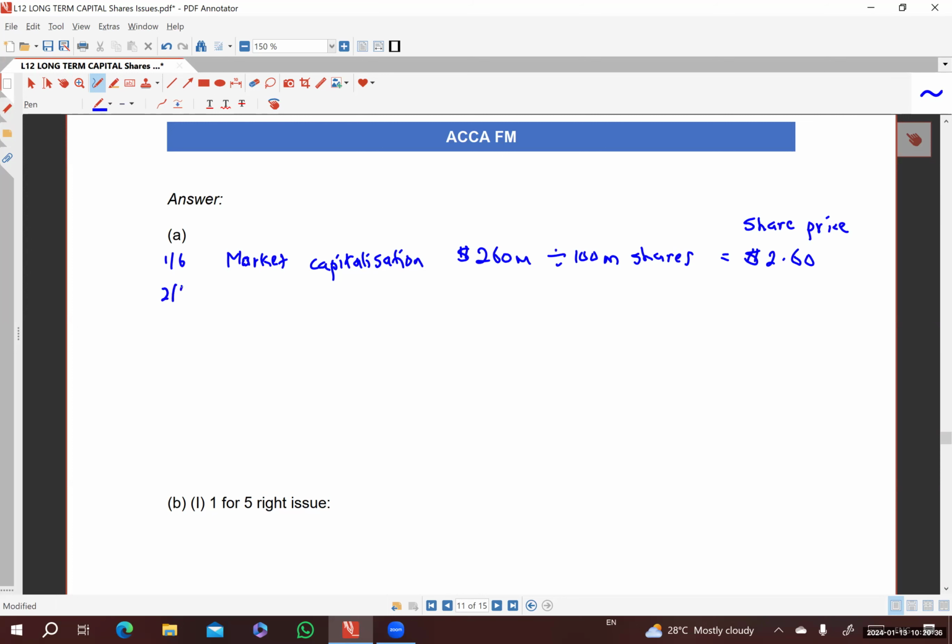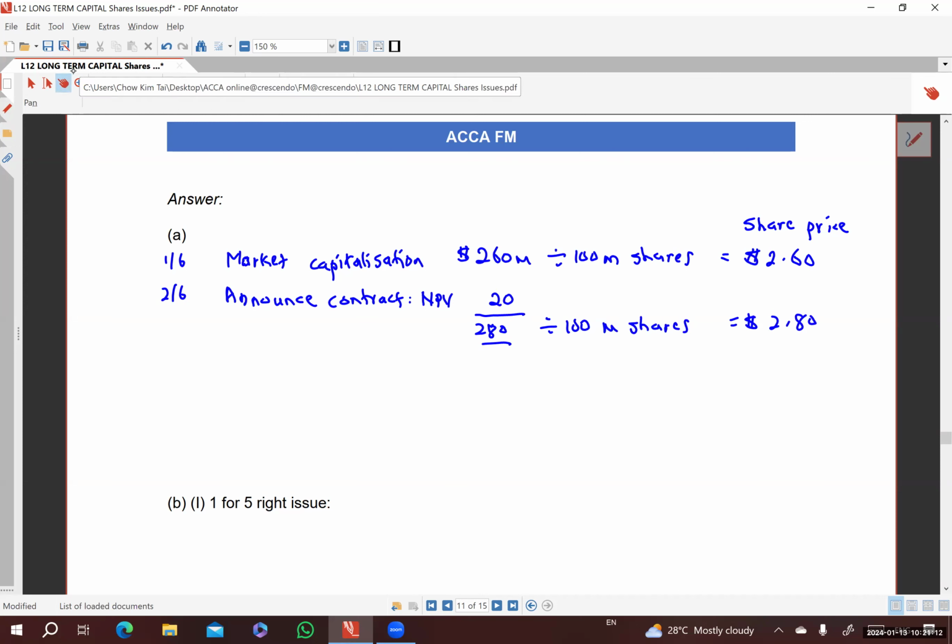On the 2nd of June, the company announced a contract. This contract has a positive NPV of 20 million. Now, you learned in the first chapter, positive NPV increases company value, right? So you add. If negative, it will reduce the value. So this becomes 280. You still have 100 million shares, so the share price increased to $2.80. Positive NPV increases share price. Okay, next.